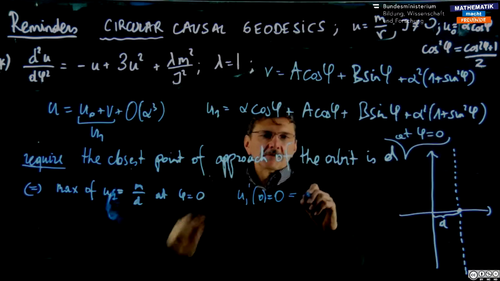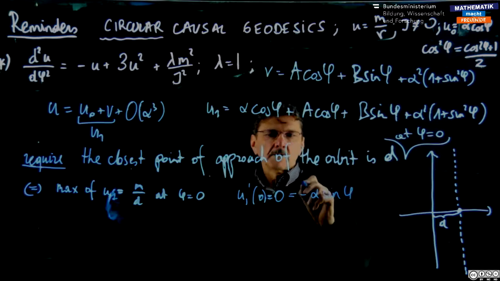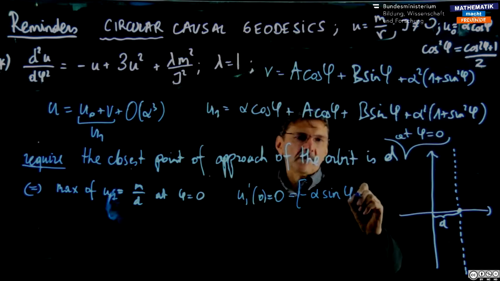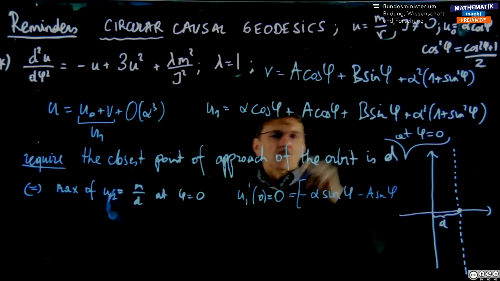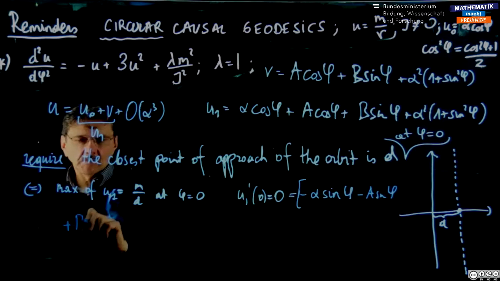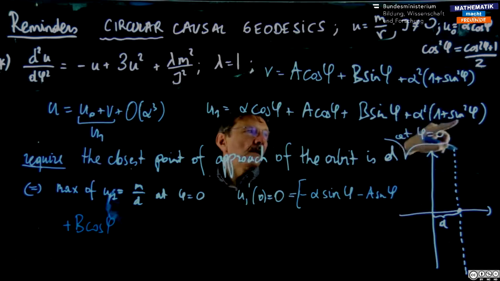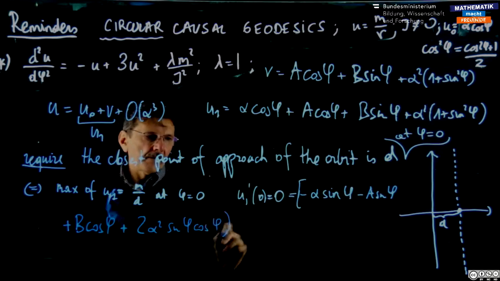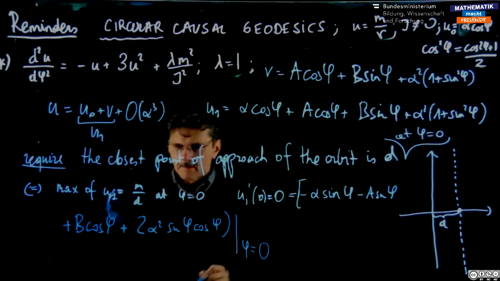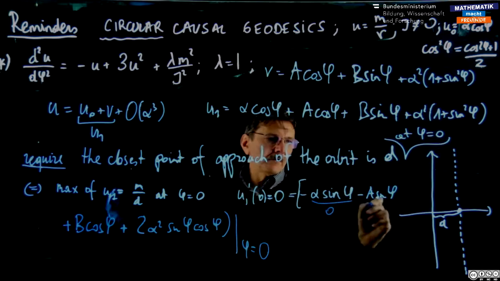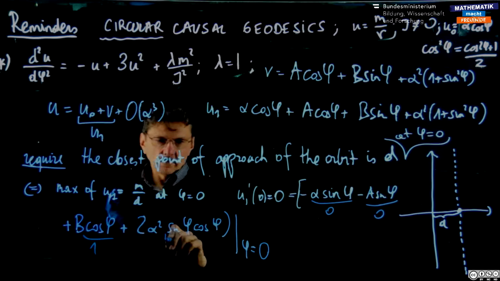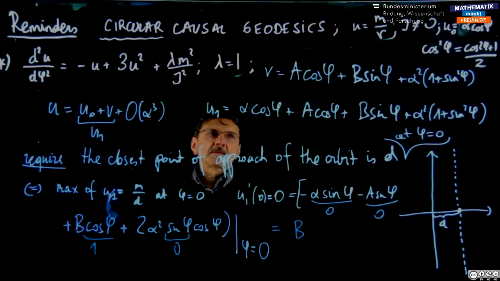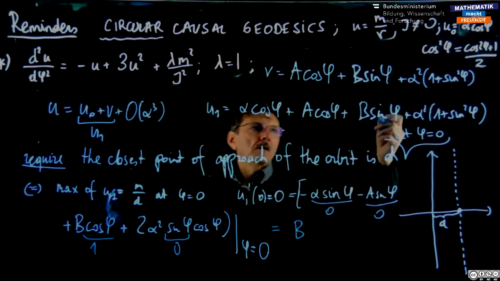Derivative of cos is minus sin. Derivative of this cos is also minus sin. So minus A sine phi plus this one is plus B cos phi, and this one drops out, plus 2 alpha square sine phi cos phi, and I want to take this at phi equals 0. At phi 0, this is 0, this is 0, this is 1, there's a 0 here, this is B. So cool, this term drops out.